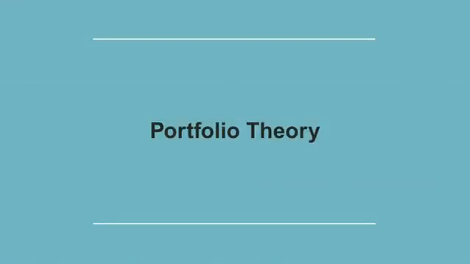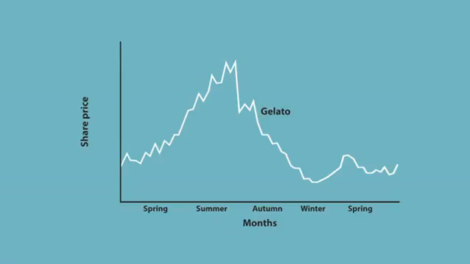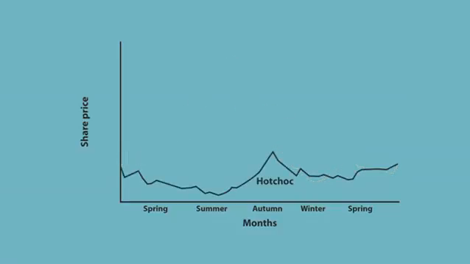This simple illustration demonstrates how portfolio theory works. Imagine you have an investment portfolio that contains two shares. Gelato makes ice cream and Hot Choc makes hot chocolate.